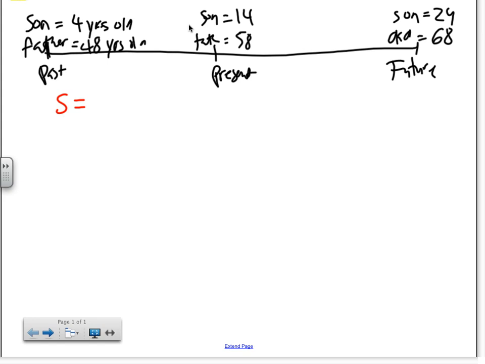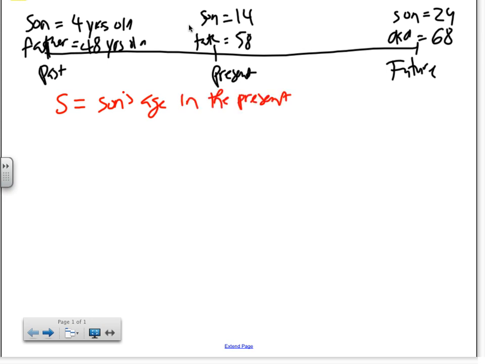So Kyle, what do you write for the S? Why do you choose present and not the future or the past? Based on the question. See, notice the question asks, find both of their ages in the present, right? So that's why you have to declare it that way. So S is the son's age in the present.